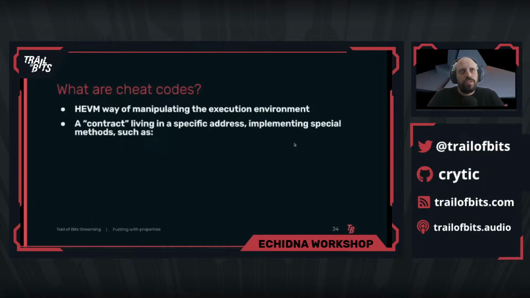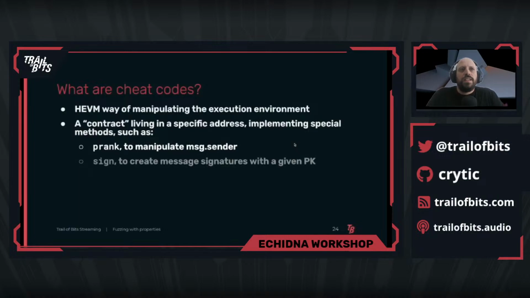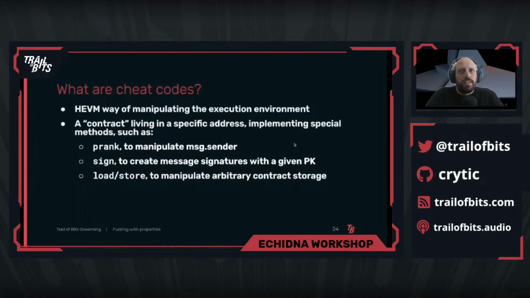You do this manipulation by interacting with a contract that lives in a specific address and has special methods such as, for example, prank to manipulate the message sender for the next call, sign to create message signatures given a private key. You can manipulate contract storage for any contract that is deployed in that virtual machine by using load or store. And there are a few others. We will be checking the list in a minute.